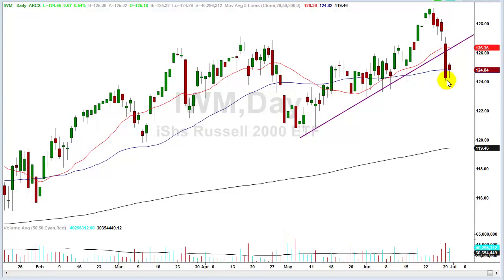Once we broke that trend line, it was lights out. But today was slightly better than the S&P in terms of the upside. So the S&P was up less than 0.5%, and the IWM was up more than 0.5%. It's not a whole lot, but it's something.